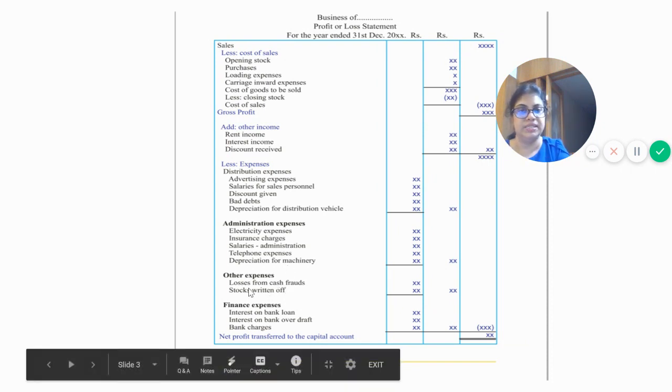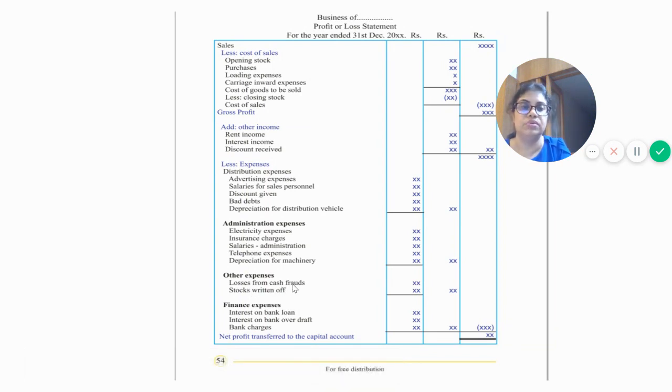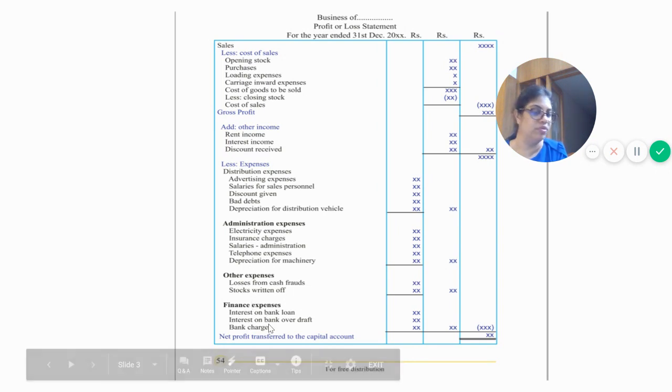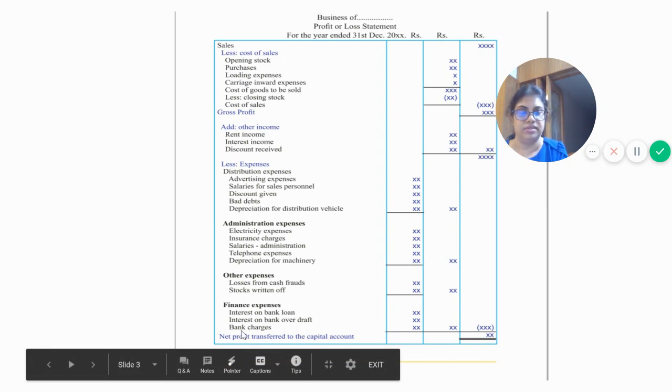Then the other expenses, losses from cash frauds. There can be frauds, there can be natural disasters, and there can be pandemics like COVID-19, which are beyond the business's control. So for such things also you have to keep accounts for stocks write-off. Then financial expenses like interest on bank loan, interest on bank overdraft, and bank charges.